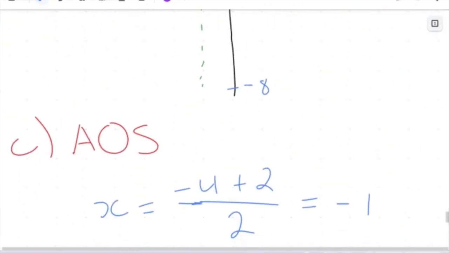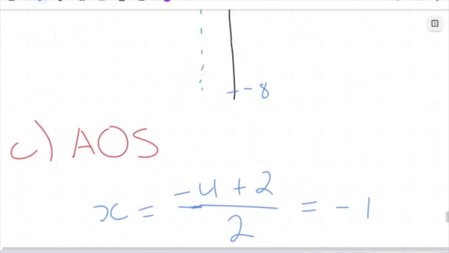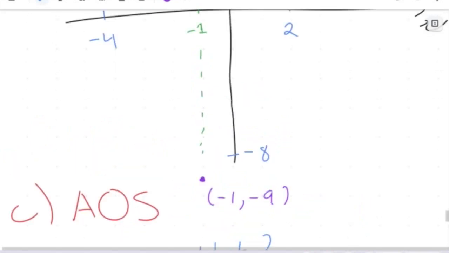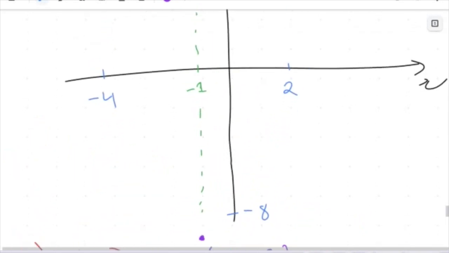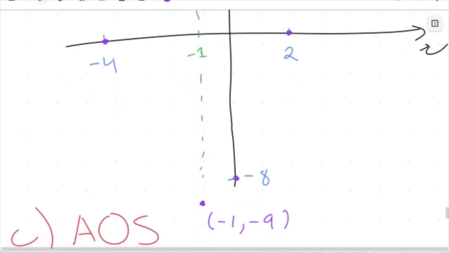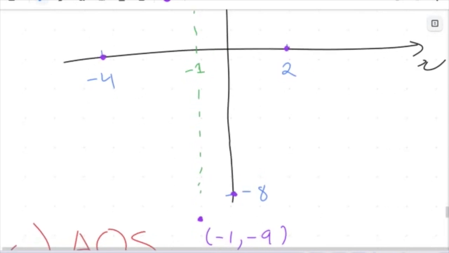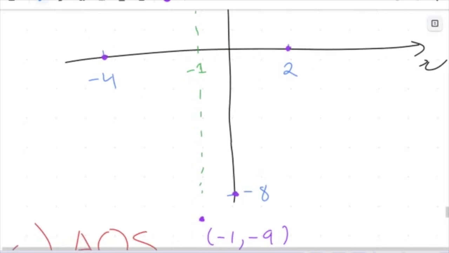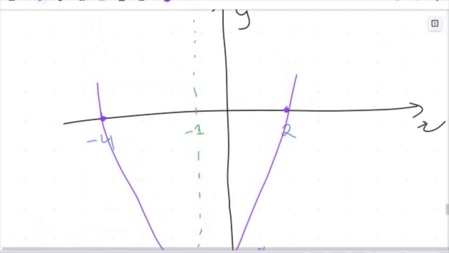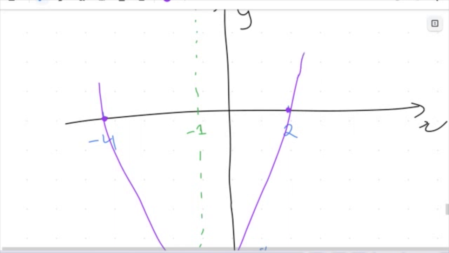So that's going to be kind of all the way down here, -1, -9. And now I have all of the necessary information to draw up my parabola. Now it's going to cut through all these points. It's also going to cut through my y-intercept. And now it is just a matter of connecting the dots. That's already looking shocking. So we have this parabola here.